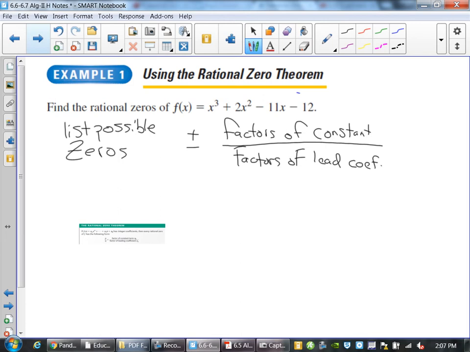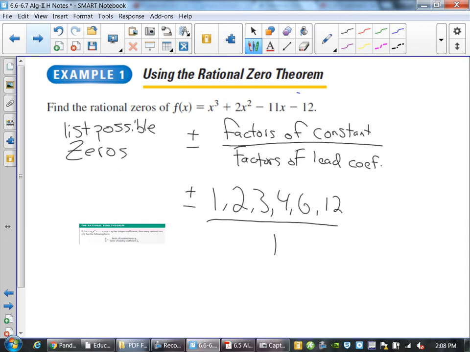So in this case, my function was x cubed plus 2x squared minus 11x minus 12. My constant is 12. The factors of 12 are 1, 2, 3, 4, 6, and 12. And then the leading term coefficient is 1. So that tells me I'm going to have 6 possible zeros for this function.